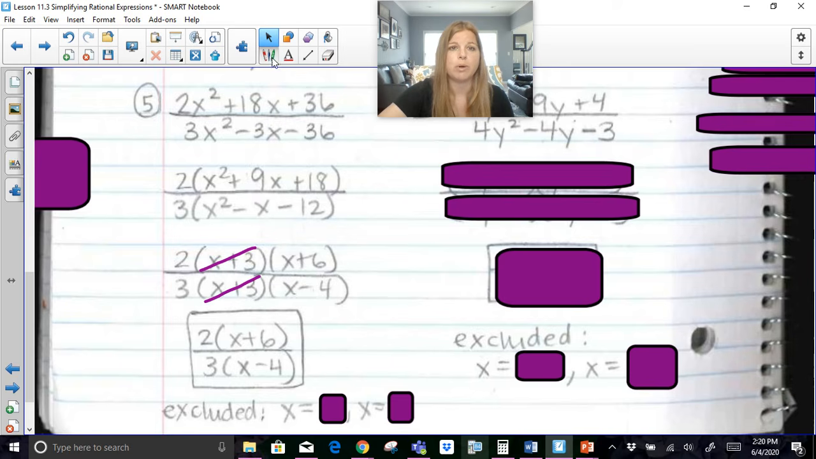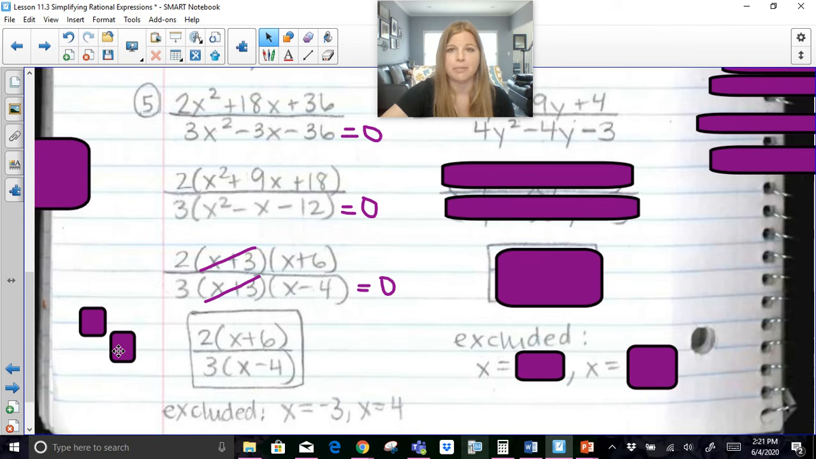Excluded values, remember, always come from the original denominator set equal to 0, which we had started to factor with the GCF, which then was in factored form here. So if it's x plus 3, my first excluded value is negative 3. If it's x minus 4, the other excluded value is positive 4.